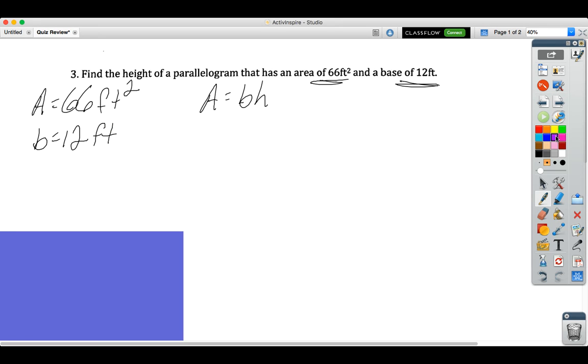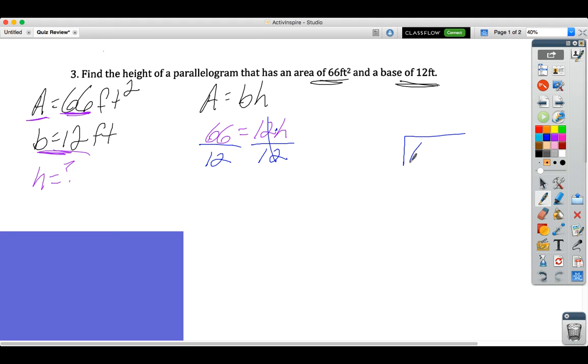Now, in order for us to go ahead and solve the height, which we do not know, we will plug in what we do know. A is equal to 66, so wherever I see an A, I can rewrite it as 66. And B is equal to 12, so wherever I see B, I can rewrite it as 12. So now I have 12H. And if I want to solve for this, these are being multiplied, so the opposite or inverse of multiplication is division. And what we do to one side, we do to the other. So then it will be 66 divided by 12.